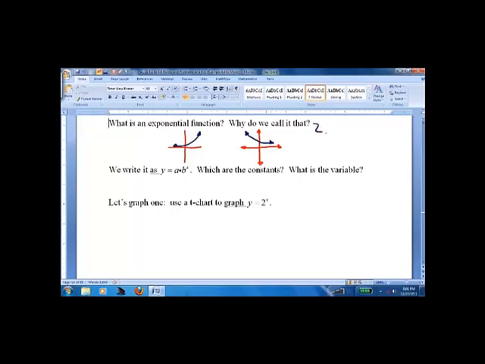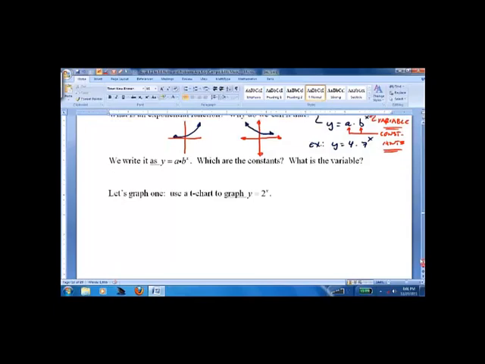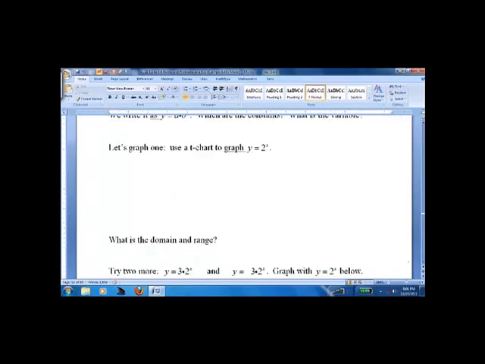So we call it that because it's actually of the form y equals a times b to the x. An example would be y equals 4 times 7 to the x. So these are constants. And this is a variable. So that's what I just said for that one.